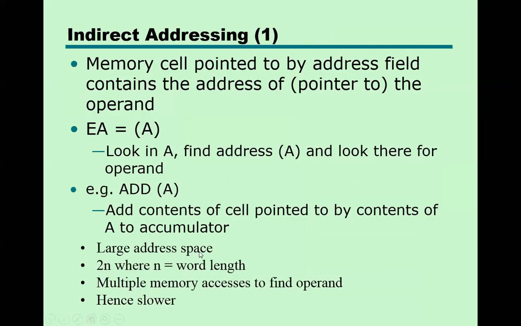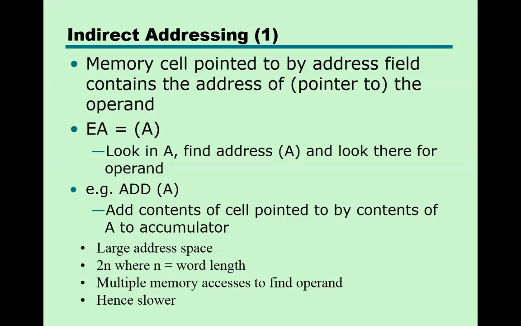So a large address space is available, 2 raised to n, where n is equal to the word length. As I am talking about how much address space is available, 2 raised to n. Here your address space increases as per the word length available in the memory, because that combination is not limited by the bits available in the instruction.